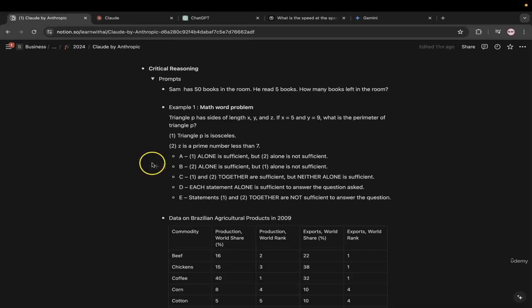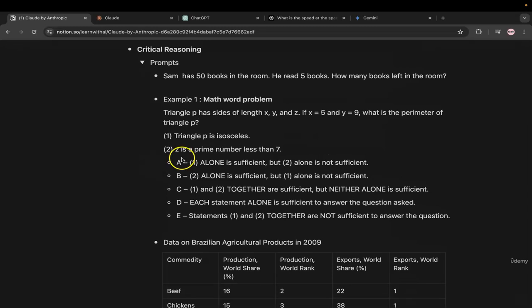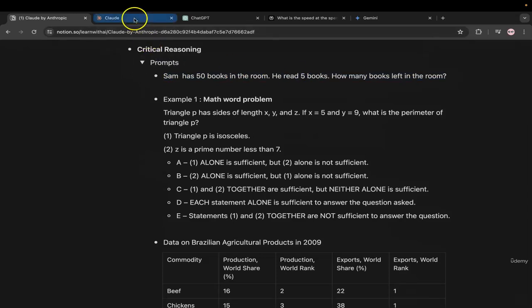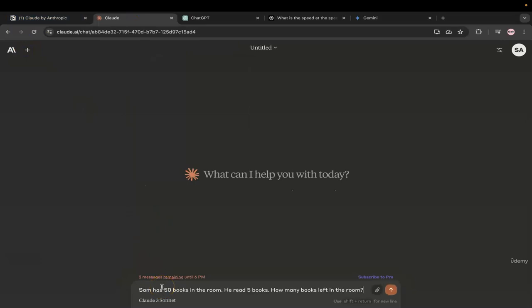Next, let's talk a little bit about these models' ability to perform critical reasoning tasks. Think of critical reasoning tasks as math word problems that we used to do in high school. A question like: Sam has 50 books in the room, he read 5 books, how many books are left in the room? Now this is a tricky question because although he read 5 books, there are still 50 books in the room even if he read 5. So let's see how these different models perform on this specific tricky math word problem.